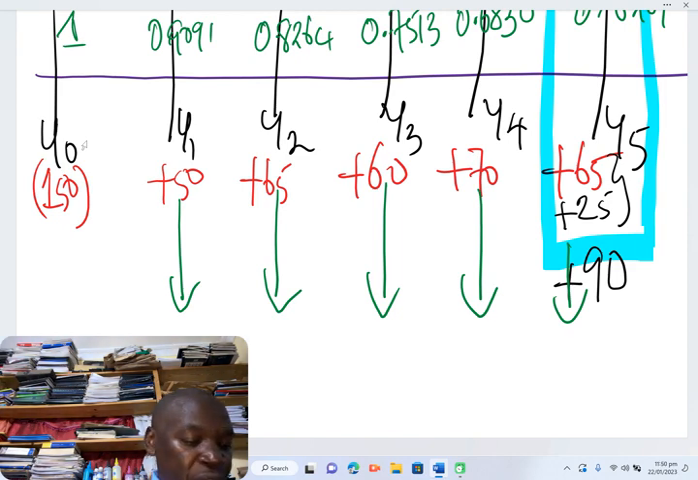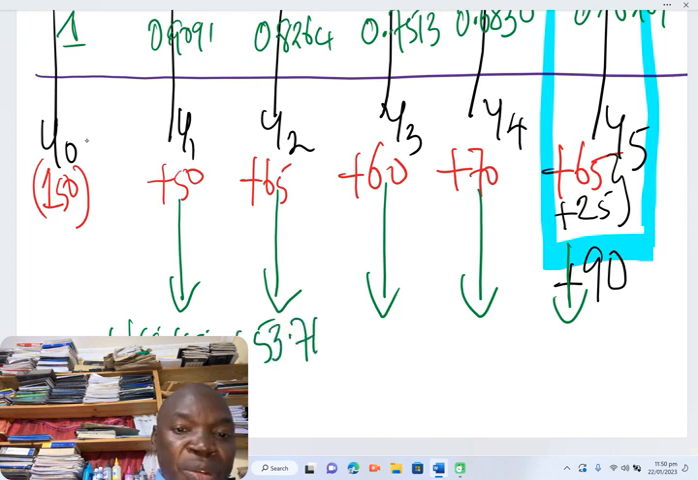times 50, so it is positive 45.455. So 0.8264 times 65 is positive 53.716. Again, 0.7513 times 60.